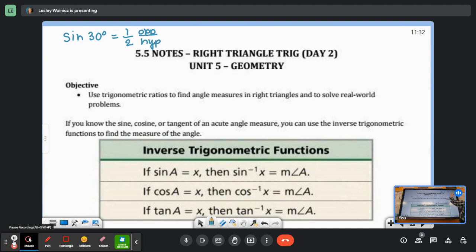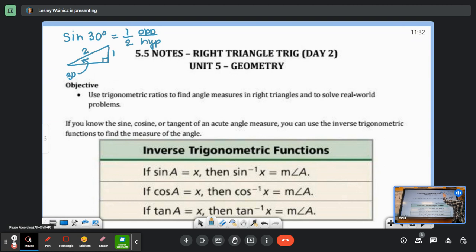So if I have an angle, that's probably a little small, of 30 degrees right here, and it's in my right triangle, and I say that this little length is 1, then the hypotenuse is 2. Is that okay with everybody? That's what's happening.